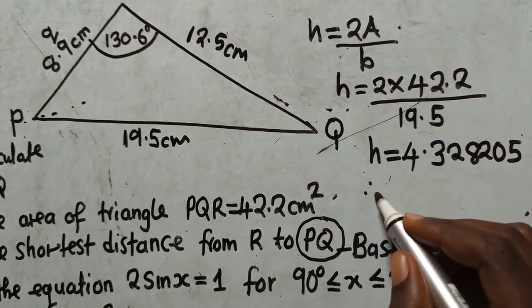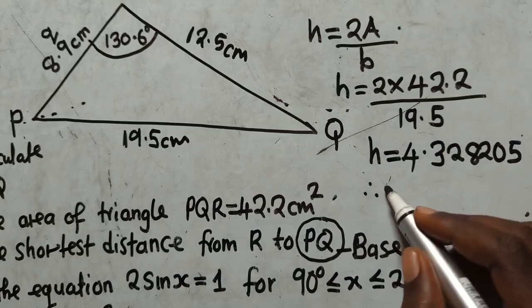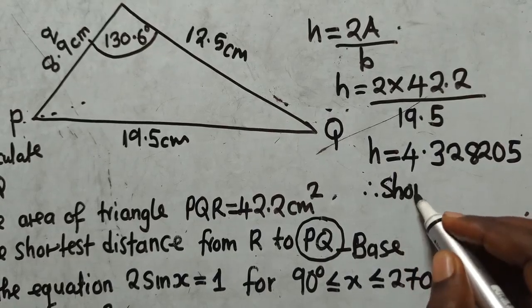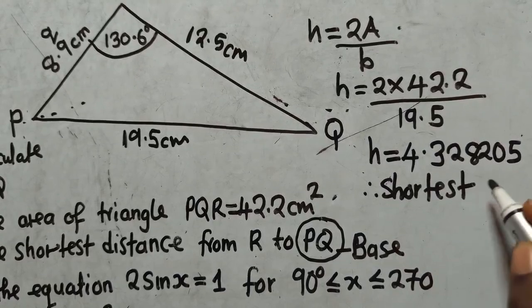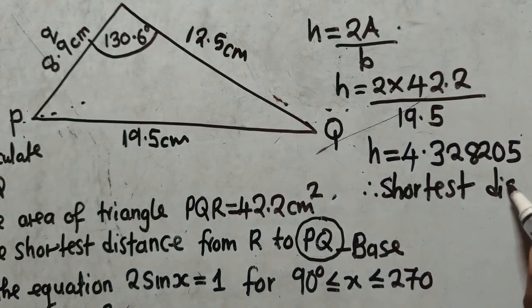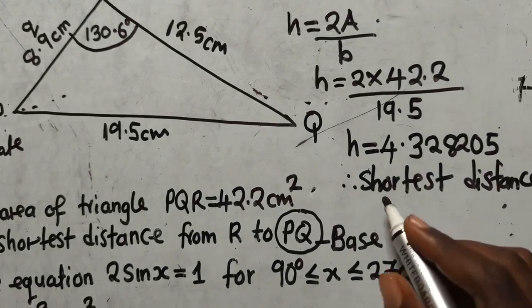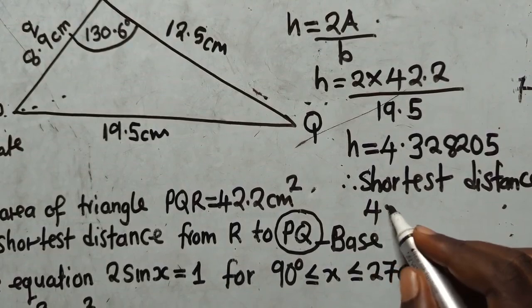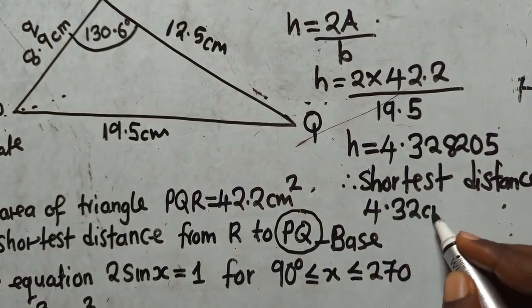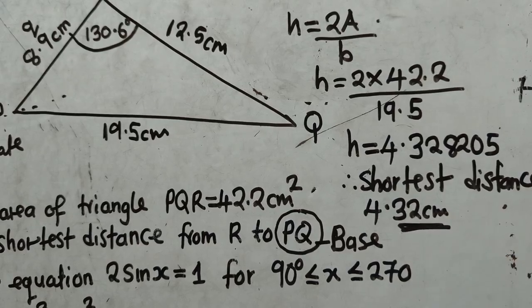Then you say, therefore, the shortest distance is equal to 4.32 centimeters. This is the shortest distance.